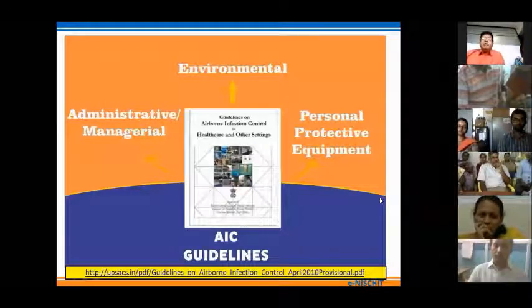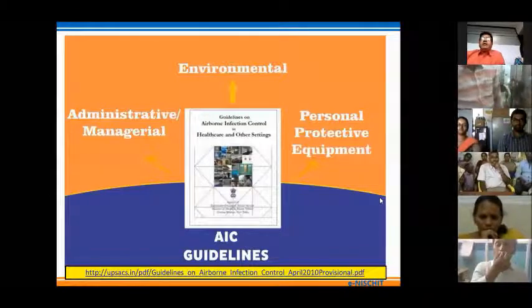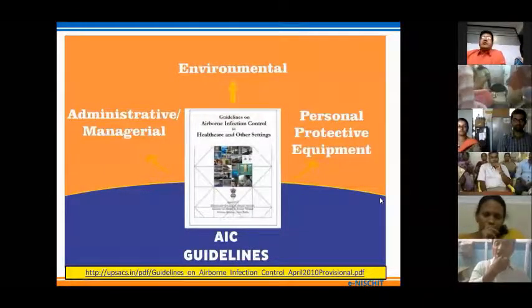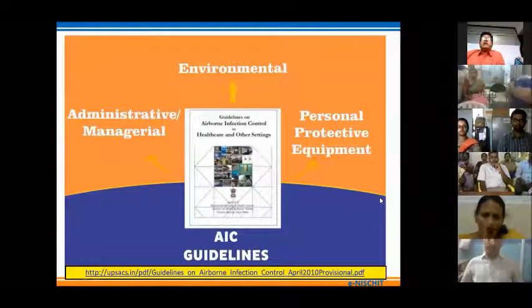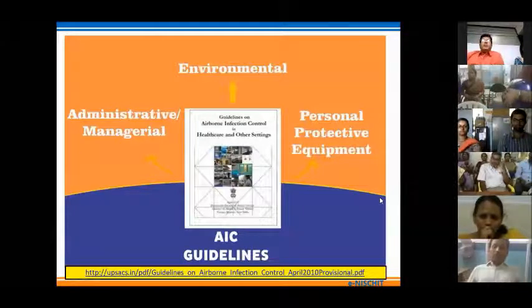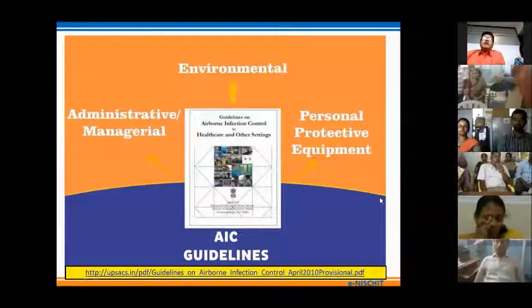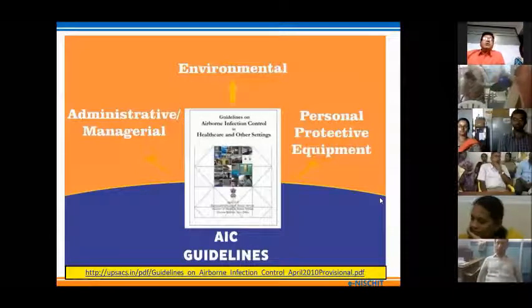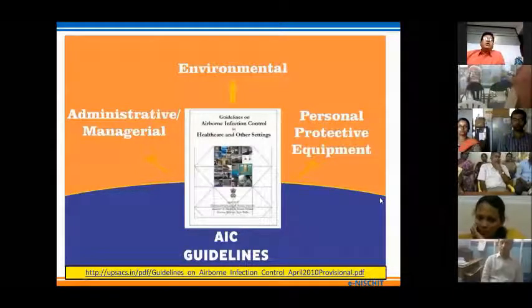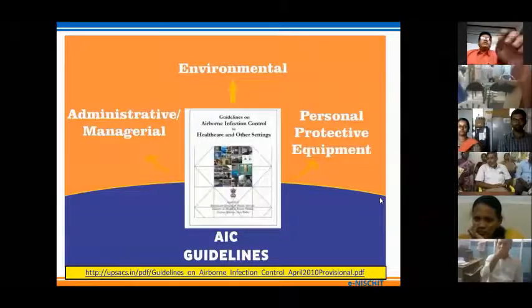Government of India issued AIC guidelines in 2010, and there is a link below which you can access later on. Basically it deals with 3 components. We call them measures: administrative and managerial measures, environmental measures, and personal protective equipment. So these are the 3 measures which we actually undertake to make any institution or any workplace or any population airborne infection control compliant. Next slide, please.